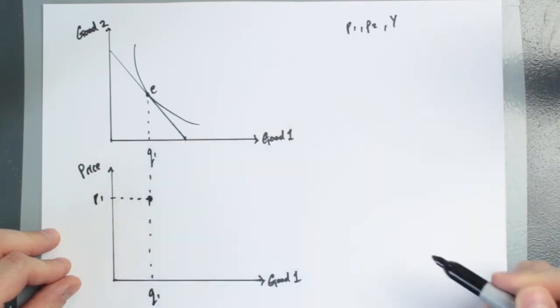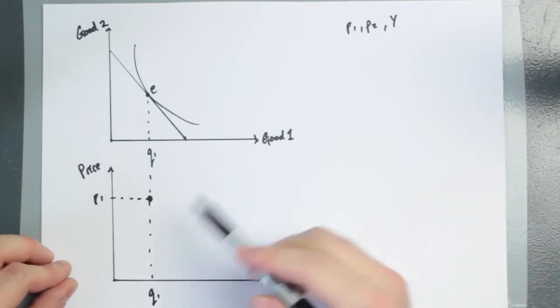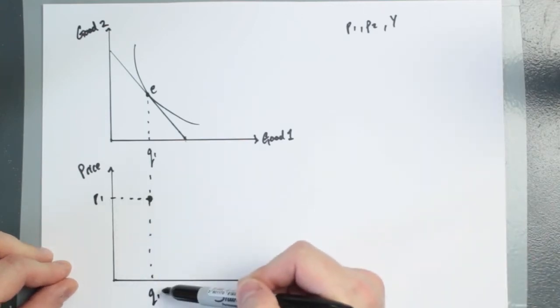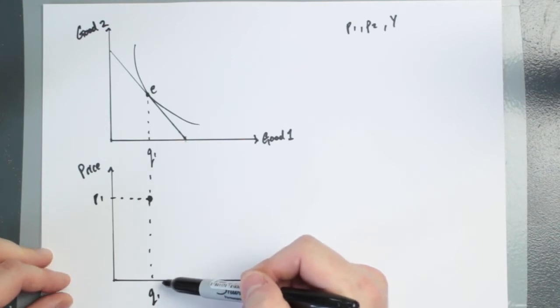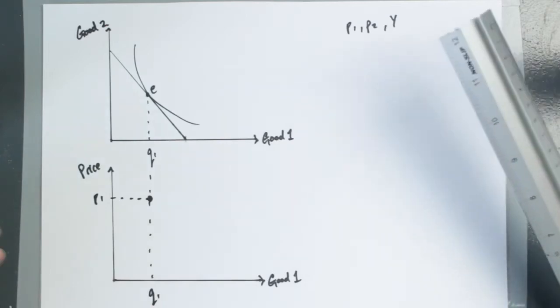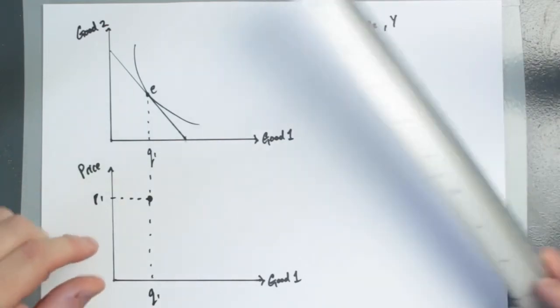And so we get a point like this, okay? So this tells us when the price is P1, demand is Q1, uncompensated demand is Q1. So we've seen that before, and we're reading the diagram sideways, as is conventional.